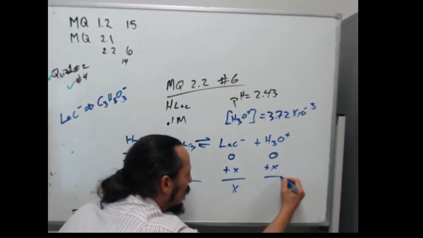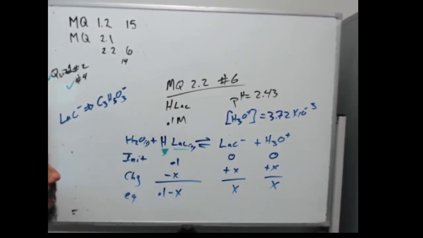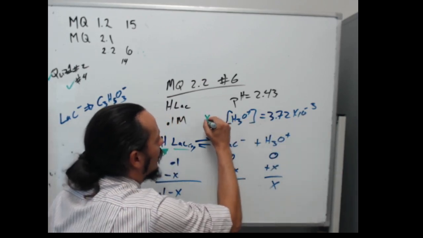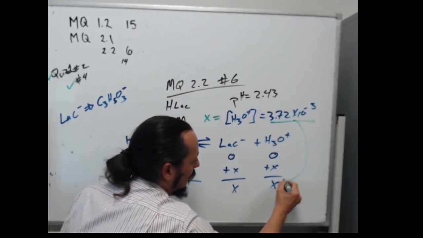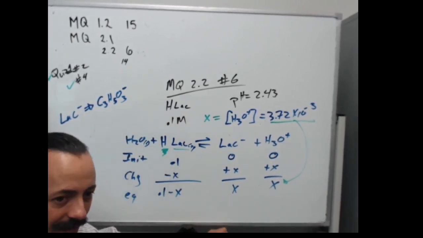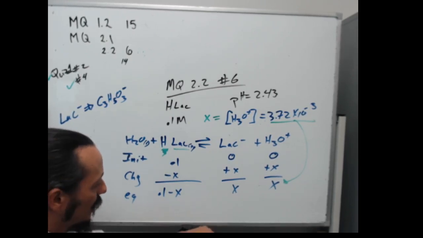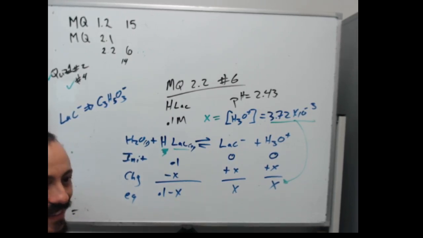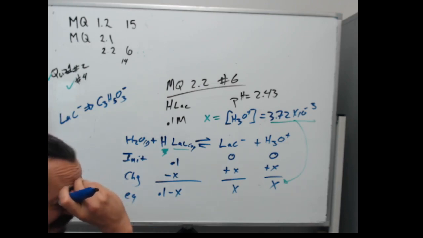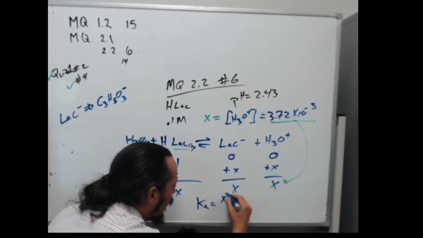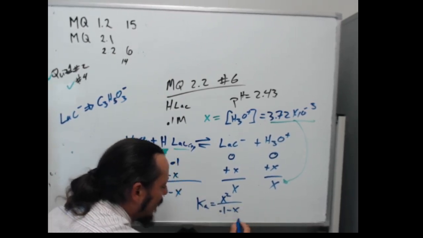I think I know where this is going to go wrong. Now, the catch here is we know x, so we can plug x in. Wait, hold on, I forgot. I did the x is small approximation. You don't need to do the x is small approximation in this case. So we will get two different Ka values. Ka is going to be x squared over 0.1 minus x.